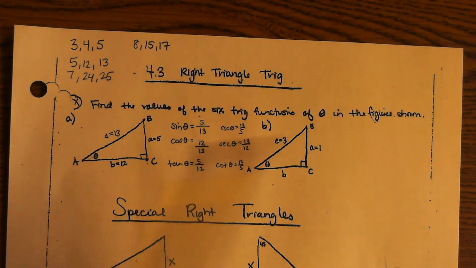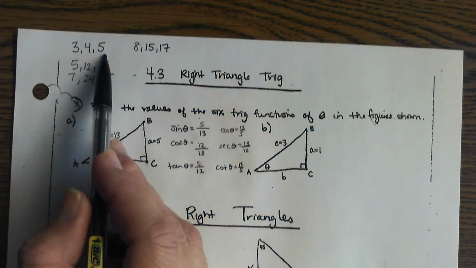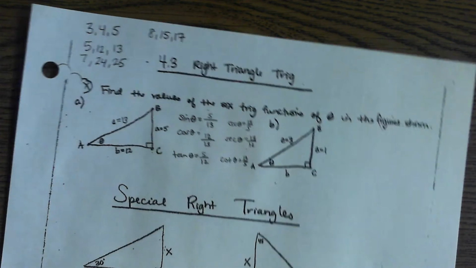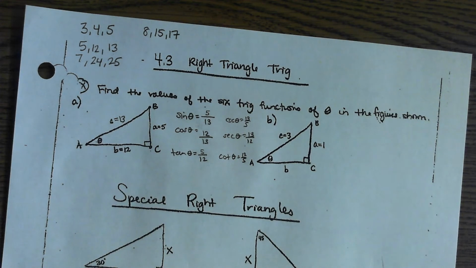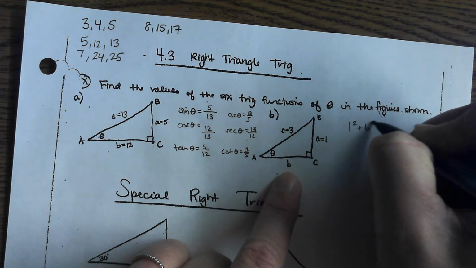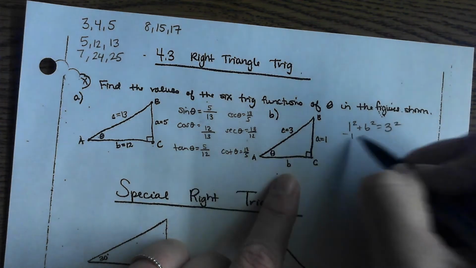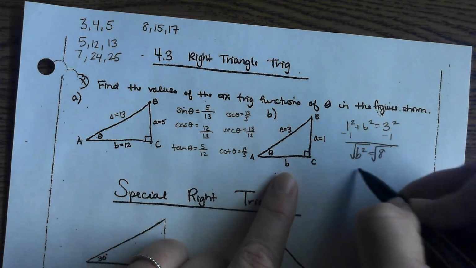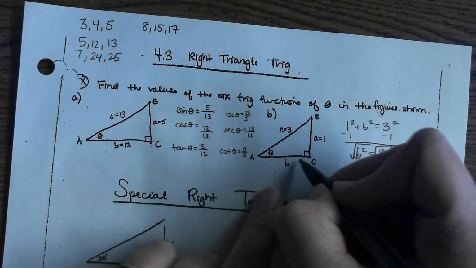So these are the most common Pythagorean triples, and any multiple of those. So like 6, 8, 10 would count. 9, 12, 15, those all work. Any similar ratio to those. So do you know by definition what a Pythagorean triple is? So this one here, if you find out b, 1 squared plus b squared equals 3 squared, subtract 1 from both sides, you get b squared equals 8. b equals 2 root 2.